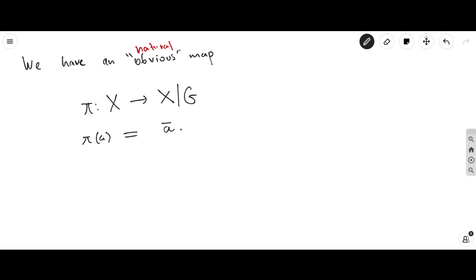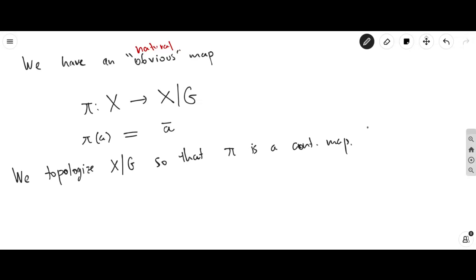And we topologize the quotient so that pi is a continuous map. At the moment, pi is not a continuous map. That would make no sense. X is a topological space, but this is just a set of classes. In order for you to talk about continuity, you need to put a topology on this, so then it makes sense and you can talk about continuous maps.